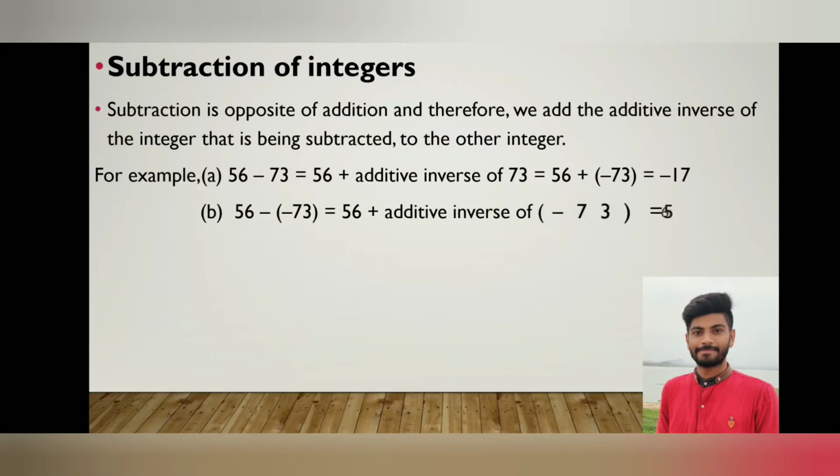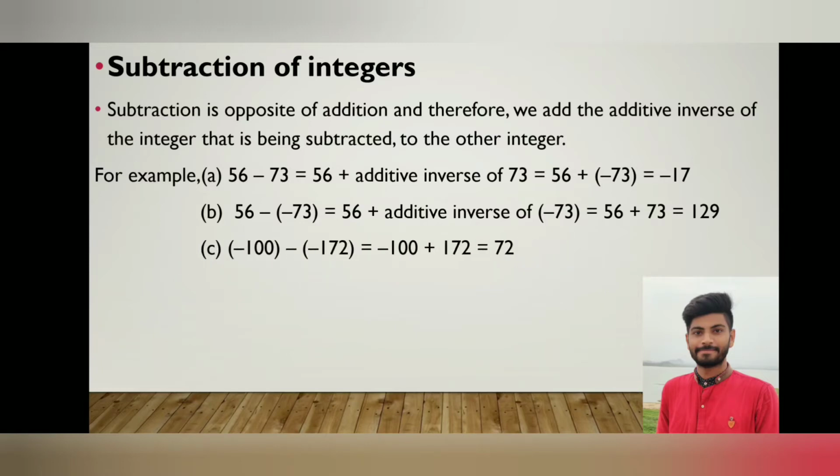Let's see one more example so we can understand this properly. 56 minus minus 73. So here subtraction is there, and after subtraction it is a negative number. So the additive inverse of a negative number will be positive. So let's see its answer. 56 plus the additive inverse of, sorry, minus 73 is equal to 56 plus 73. We have to put the plus sign instead of the subtraction sign, and also the additive inverse of the given number that is being subtracted. So we will get 56 plus 73 is equal to 129.